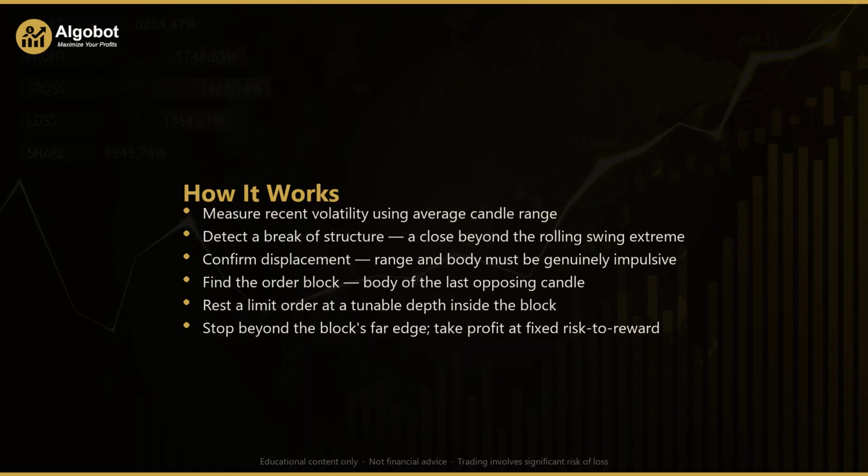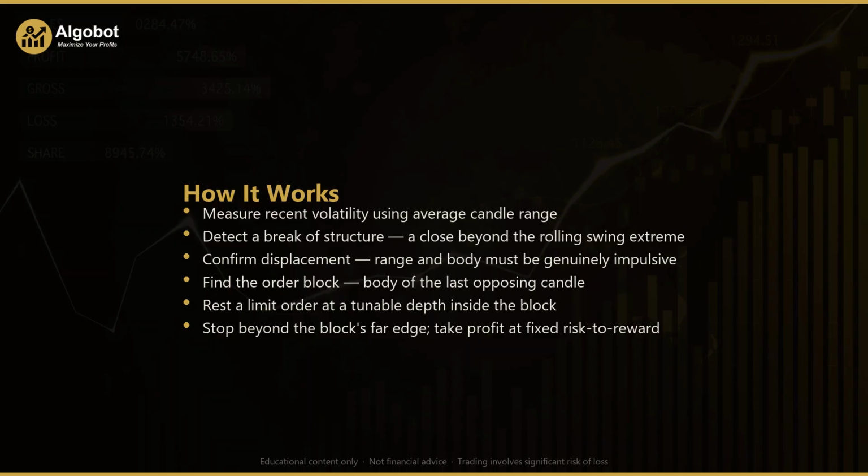Fourth, once a valid displacement is confirmed, the strategy hunts for the order block. For a bullish break, it walks backward to find the most recent down closing candle. For a bearish break, it finds the most recent up closing candle. Crucially, it uses only the body of that candle, from open to close, not the full wick range. That gives a tighter, more refined institutional footprint.